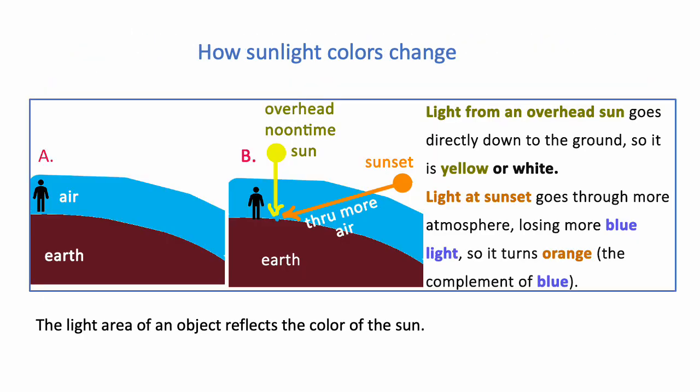The color of the sun depends on how much atmosphere it passes through. At noontime, the sun travels through the least amount of atmosphere, so it becomes yellow or white. Since the light area of an object reflects the color of the sun, a light area at noon should have some yellow in it. At sunset, the light goes through much more atmosphere, so it loses blue rays, and as a result, the sun looks orange or even red. So the light area at sunset should have some orange in it.